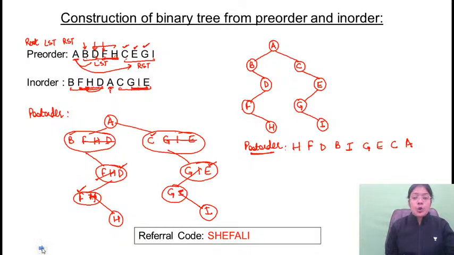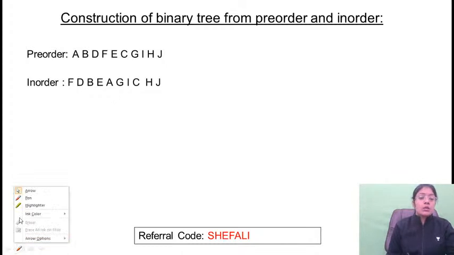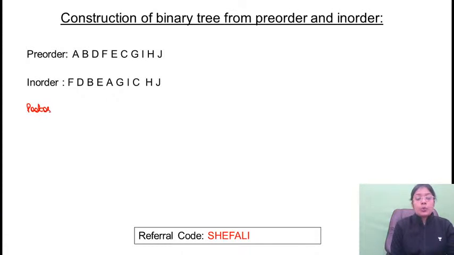So let's take the next problem. In this case, you are given the pre-order and the in-order. I want you to return the post-order. Return what will be the post-order for the given tree. Quickly return the answer for this one, then we'll be moving on to the concept of post-order and in-order.